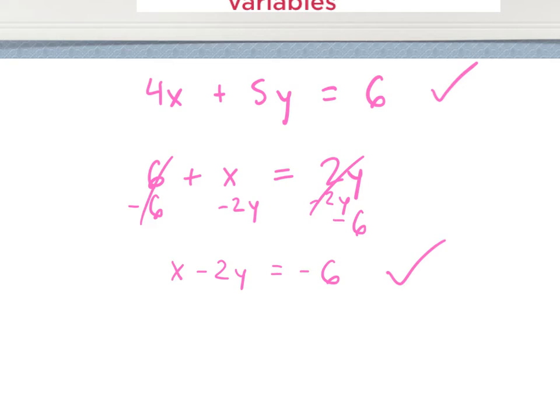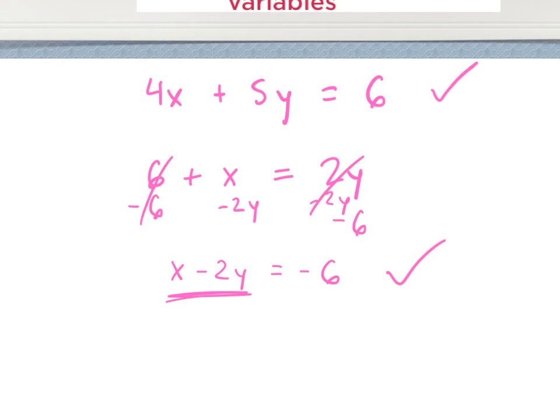Wait, Miss Carver? Yep. I thought if the variables aren't the same, we can't subtract or add it. We're not combining them. We just leave it as x minus 2y. So that's good. They're not like terms, so we can't combine them. But we can still move the 2y to the other side, but we just can't put them together. So we just have x minus 2y, and we have to leave it like that.